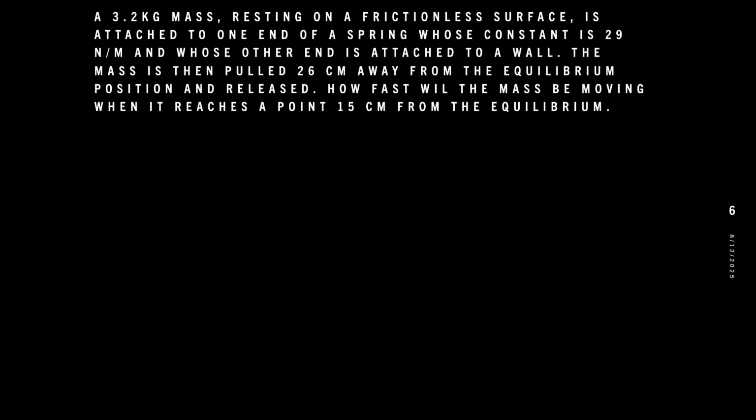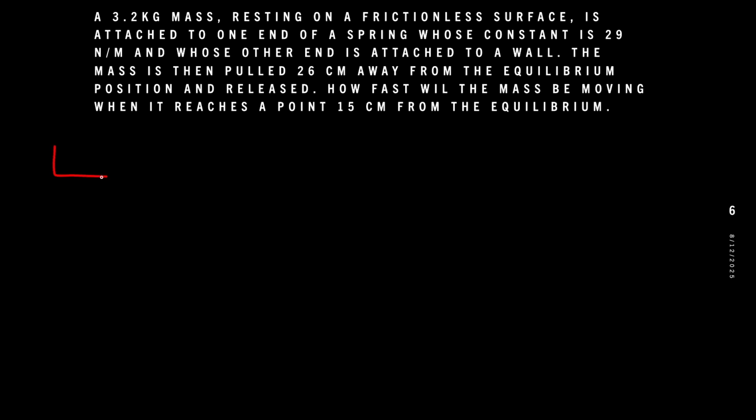Problem number 5. A 3.2 kilogram mass resting on a frictionless surface is attached to one end of a spring whose constant is 29 Newton meters and whose other end is attached to the wall. The mass is then pulled 26 centimeters away from the equilibrium position and released. How fast will the mass be moving when it reaches a point 15 centimeters from its equilibrium position? First, we could draw our picture with a block with a spring attached to it.